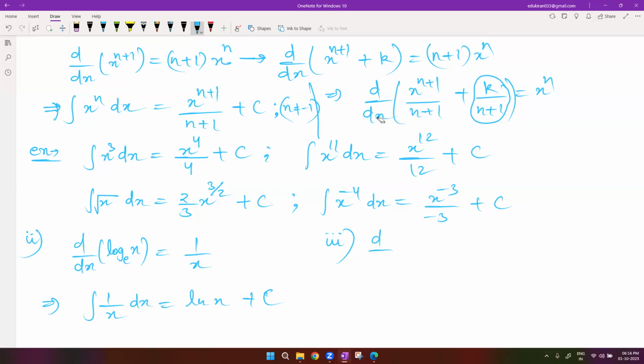Now we do know the differentiation of sin x, which is cos x, which means that we also know the integration of cos x, which is sin x plus c.